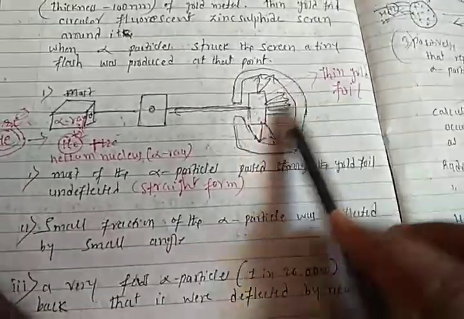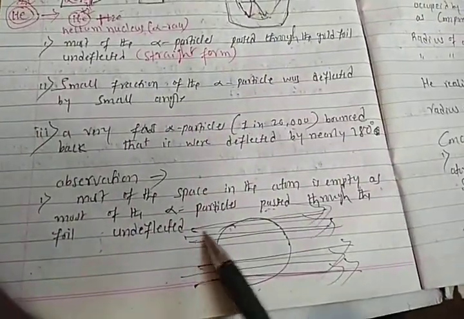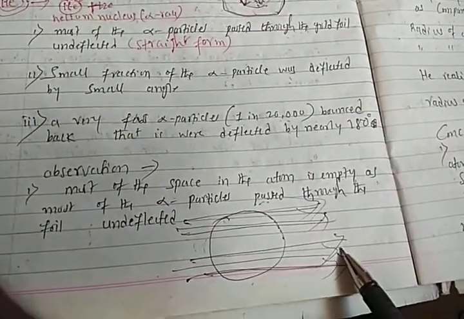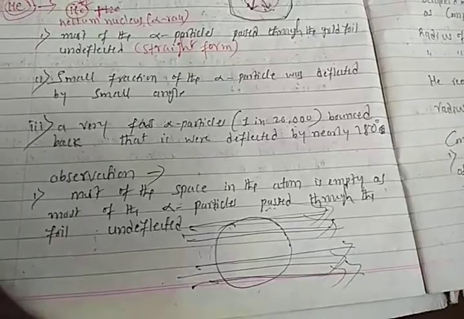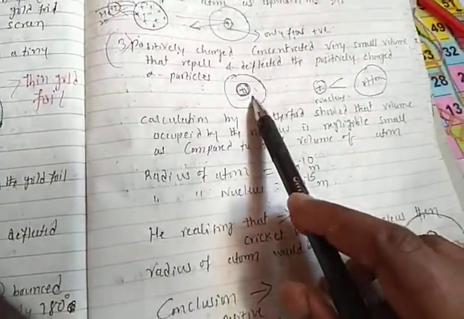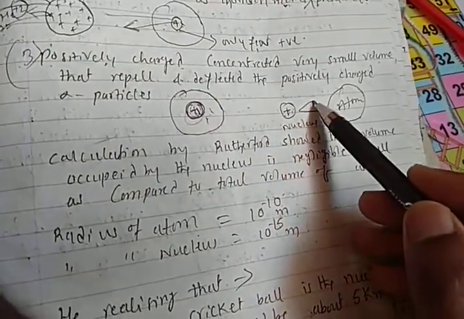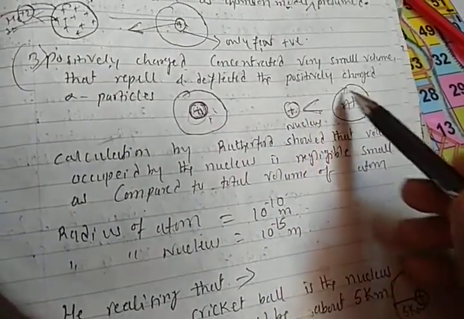The alpha particles pass in a straight form, which means the atom contains many empty spaces. That's why all the particles are moving straight, right, students? And the nucleus is concentrated in a very small region. The nucleus size is very small as compared to the atom.